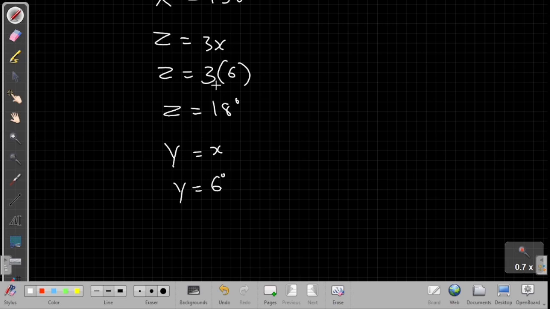Now for us to check if we are correct or not, I love doing that a lot. So the checking, I will have 156 plus 18 plus 6 is equal to 180 degrees. You can check it with your hand also.